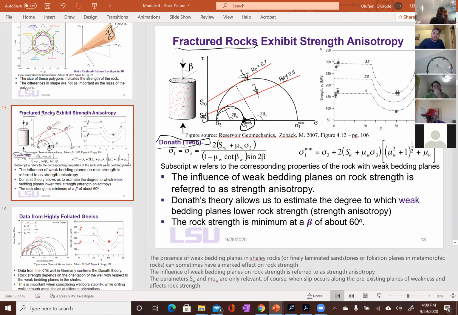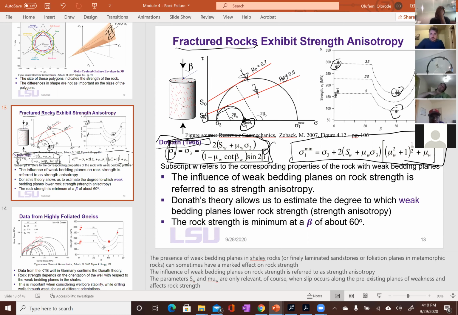And they went ahead and did tests on an experimental research well, the KTB well in Germany. And those are the points there. It also tends to indicate it to be around 60 degrees. And this is the equation for the rock strength, the maximum allowable strength. And when you minimize that, meaning you set beta to 60, you get this.